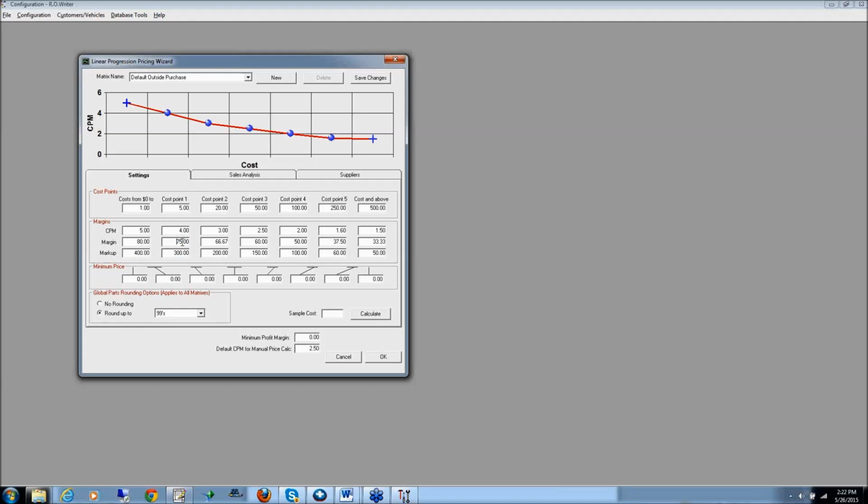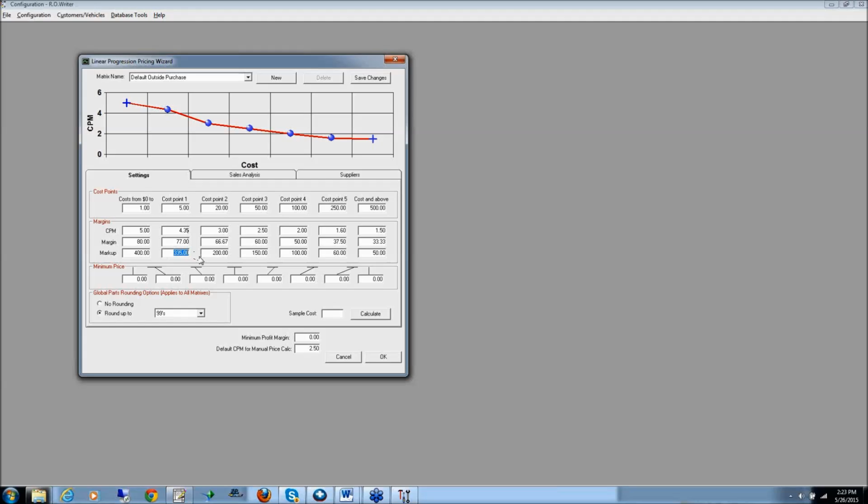If I say, well, I'd like to get a 77% margin on a $5 part, if I just change that to 77, you'll notice it says that means you're going to need to apply a 4.35 times cost plus multiplier, or that works out to be a 335% markup.